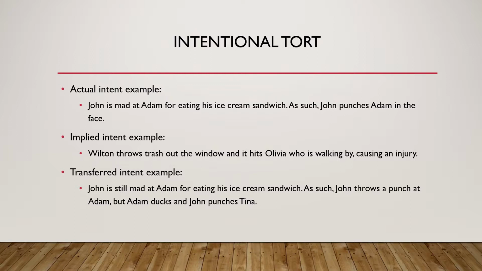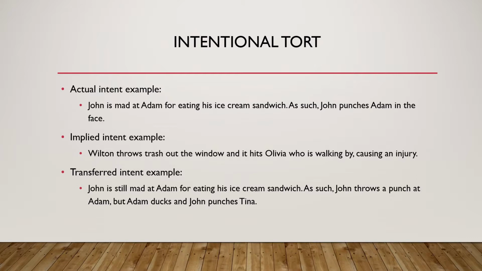And it falls from the window and it hits Olivia, who's walking by on the sidewalk, and it causes an injury. Well, there, Winston didn't have a specific actual intent to throw the trash and harm Olivia, but he was certain or should have substantially known that throwing something out of a window could hit someone and cause harm. And so that would be the classic example of implied intent.